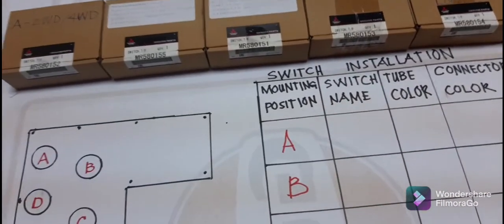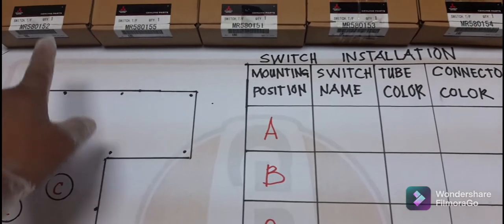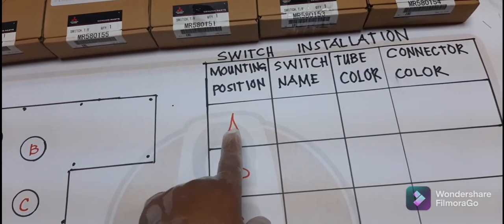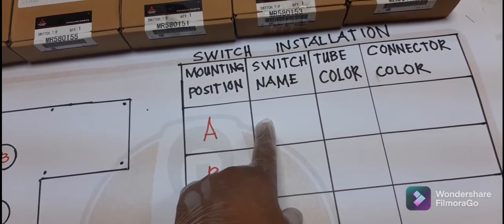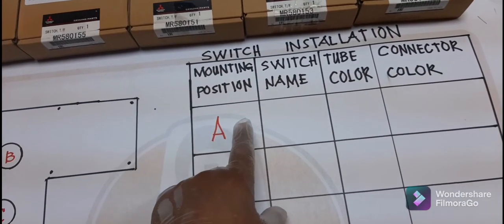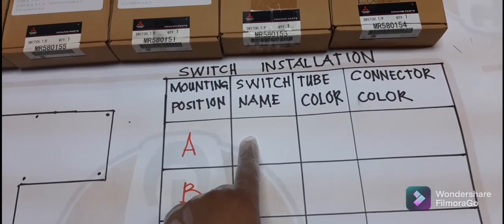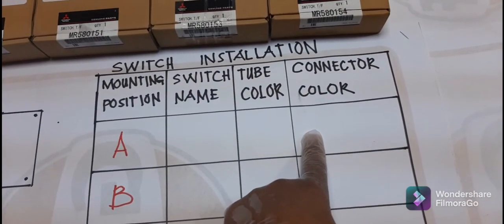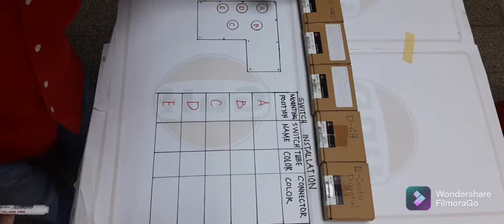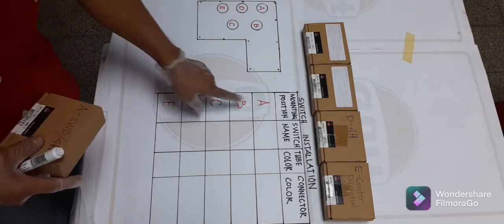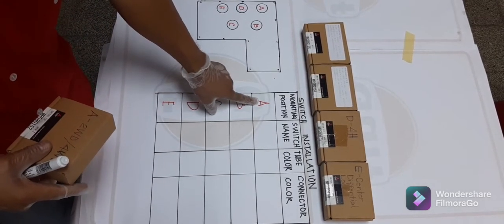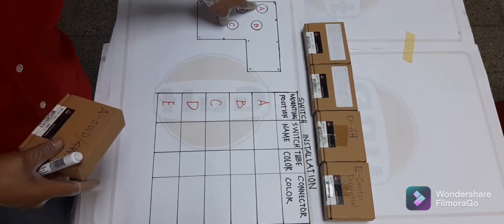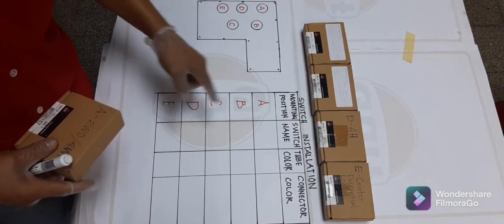So now we are going to open one by one of our switches so that we can determine which switch is for letter A, switch name, tube color, and connector color. Okay guys, so we will start in letter A. So letter A, here in our transfer case cover mounting, so this is letter A.